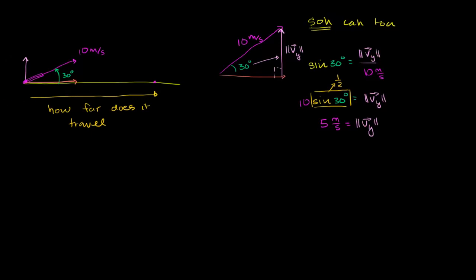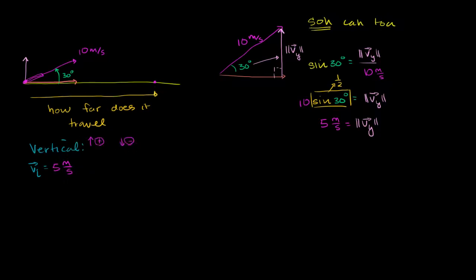So if we think about just the vertical velocity, our initial velocity, let me write it this way. We're talking only in the vertical. Let me do all of the vertical stuff in blue. So our initial velocity in the vertical direction is going to be 5 meters per second. And we're going to use a convention that up is positive and that down is negative.